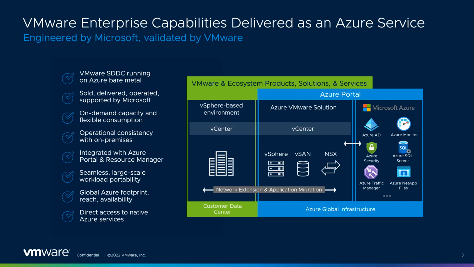And HCX allows for seamless, large-scale workload portability. We can bring hundreds or thousands of virtual machines without having to change their identity, including their IP address, their MAC address, or their format, and bring that into the Azure VMware Solution environment and allow you to get direct access from there to the native Azure services throughout the global Azure footprint.